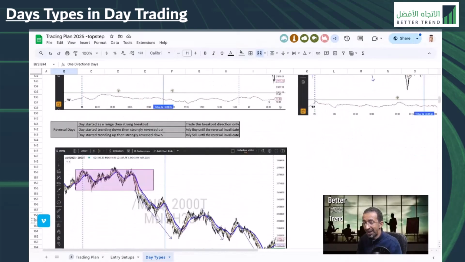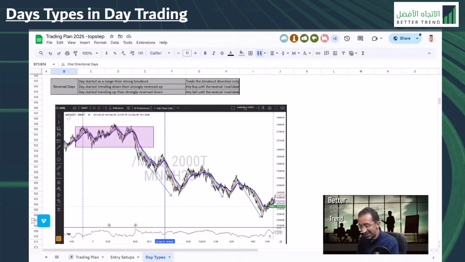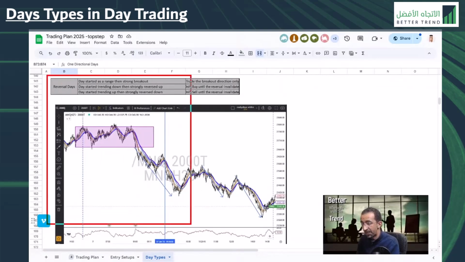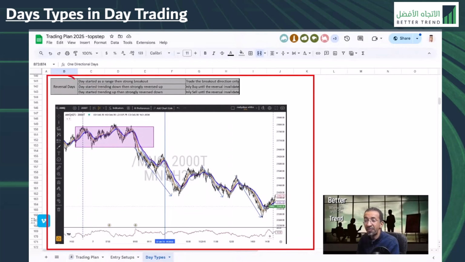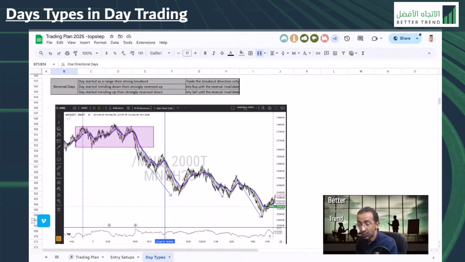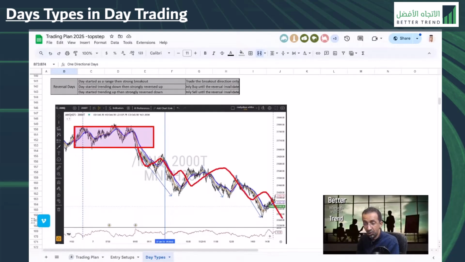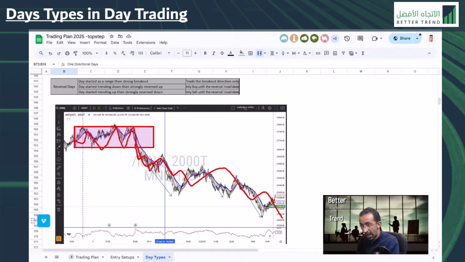And then the last type of day, which I love. This is my favorite type of day. The reversal days. Reversal days, what does that mean? That means the day started as one type but ended up different. So this one, it was a range, a range, a range. Before the open, the market tumbled down.